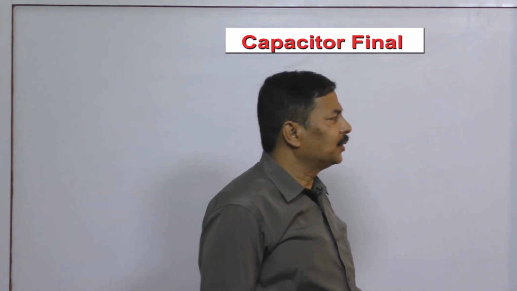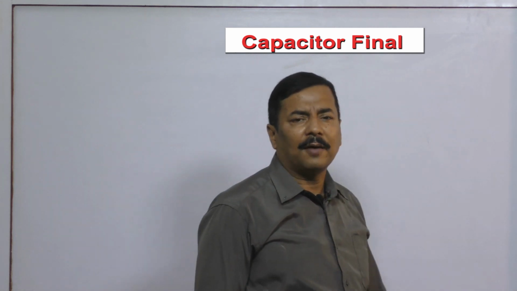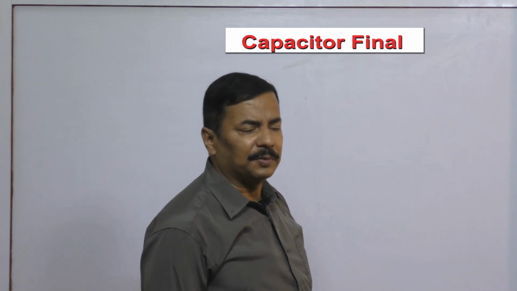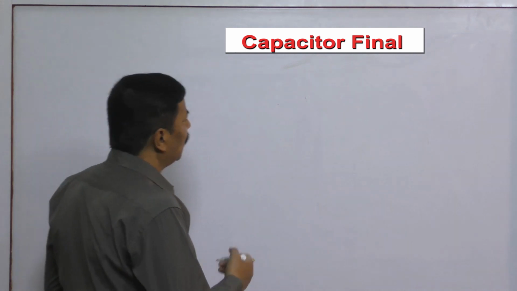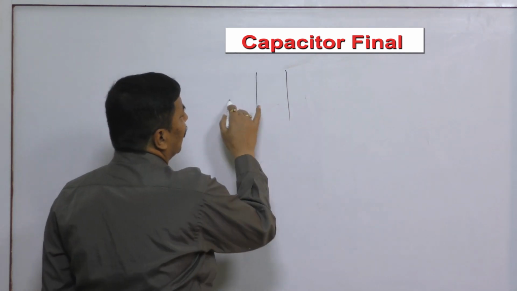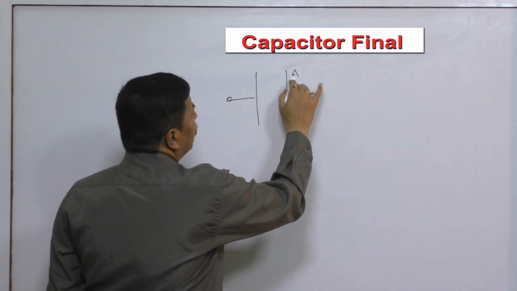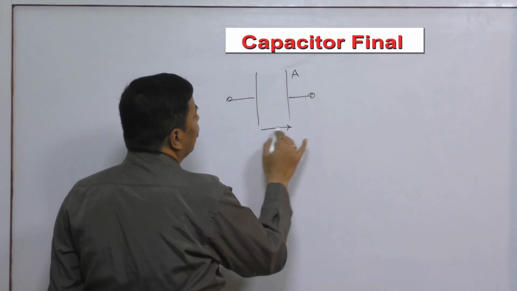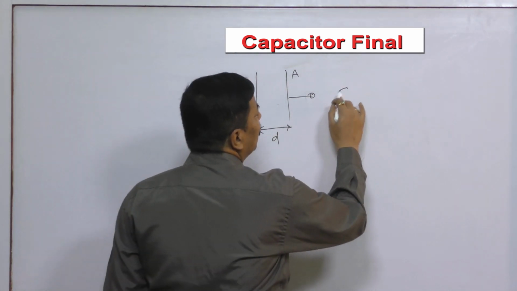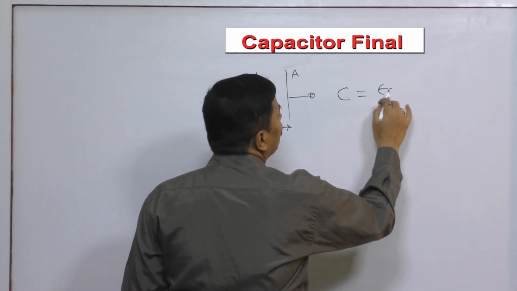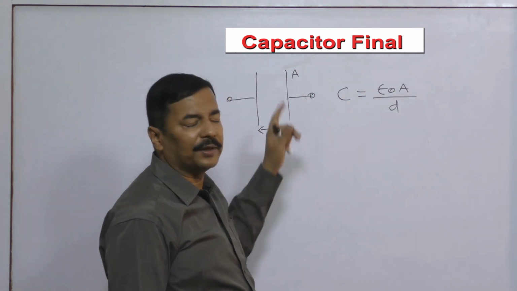Now we are trying to discuss the capacitor related problems for our understanding and better concept building. In the final discussion of capacitor, we already know that here is the capacitor, and between the plates of the capacitor air is there, and A is the plate area and D is the separation between the plates. So what will be the capacitance? We have already seen capacitance C is equal to epsilon naught A by D. Epsilon naught is the permittivity of free space.